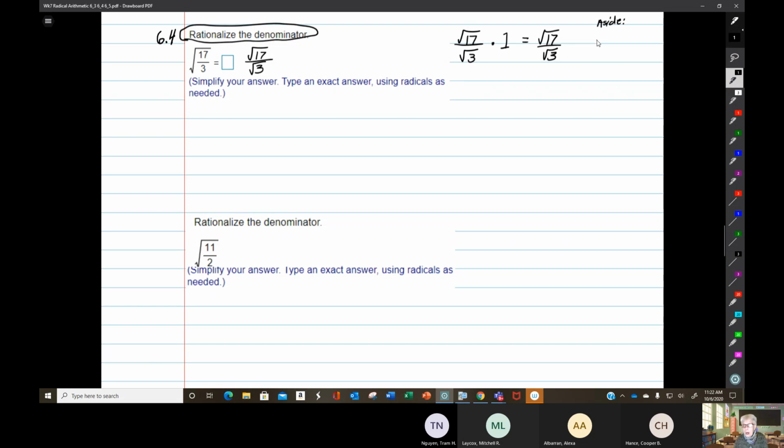Well, I happen to know that the square root of 3 times the square root of 3 is the square root of 9, which is 3. I could also have called it the square root of 3 squared, which is 3. You can do it either way. Well, what if I chose a very convenient form of 1? This.